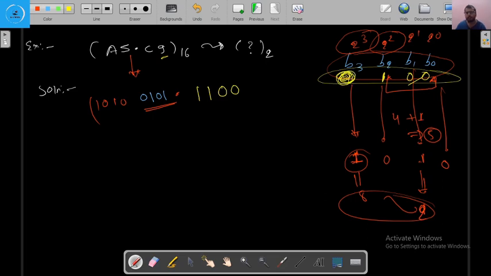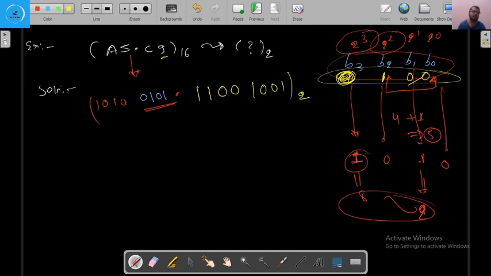And again, for 9 this bit should be 1 and this bit should be 0. This bit should be 0 and this bit should be 1. So for 9 we are going to write 1 0 0 1. This is in decimal.